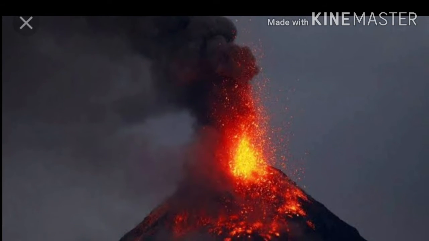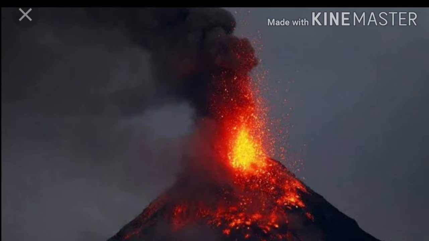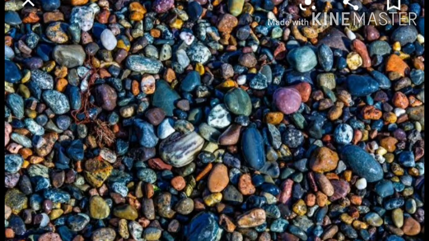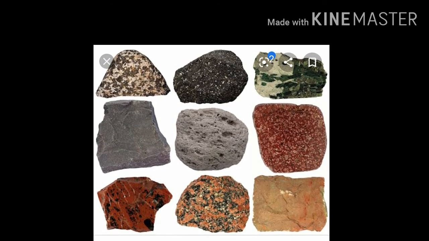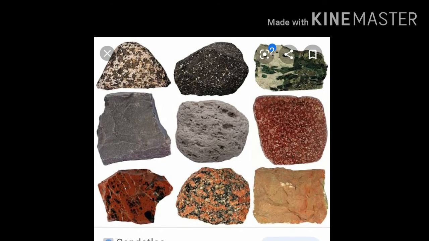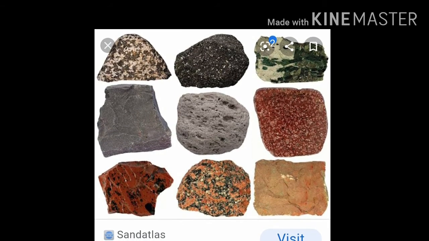Now we will see types of igneous rocks. There are two main types of igneous rocks, intrusive igneous rocks and extrusive igneous rocks. So first one is intrusive igneous rocks. When magma cools slowly below Earth's surface, it forms intrusive igneous rocks. This happens over thousands of years as magma cools down slowly and it forms crystals. Granite is an example of intrusive igneous rock.